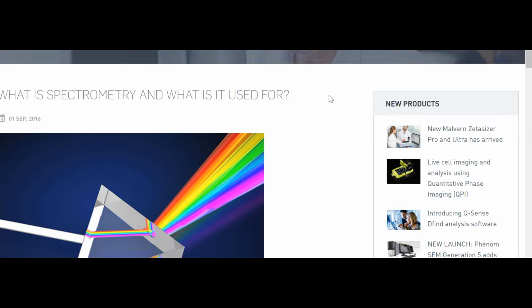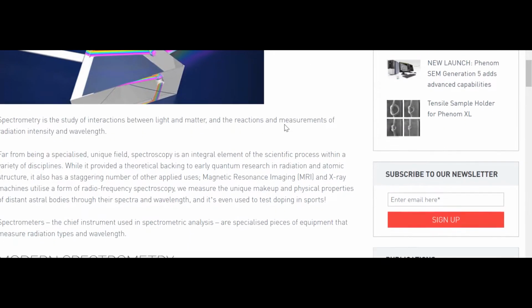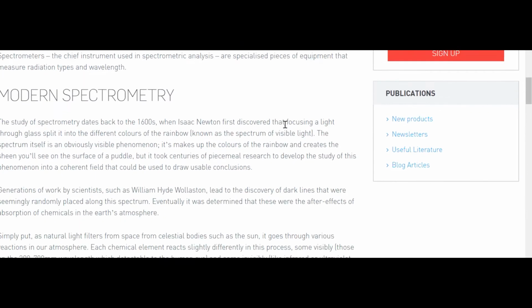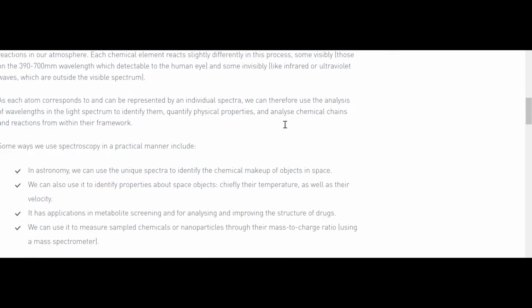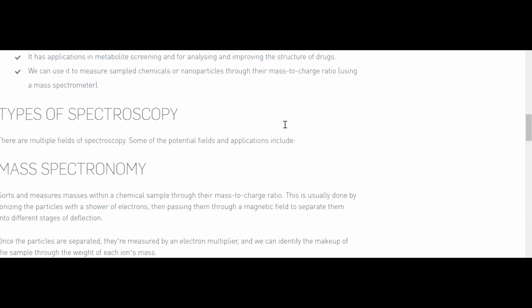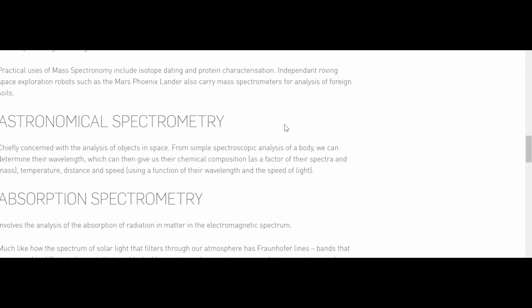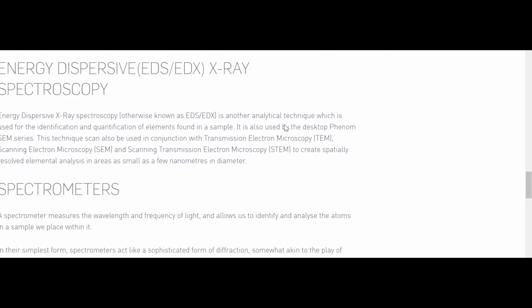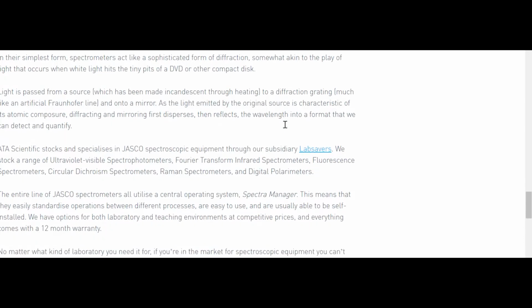Now, what is spectrometry and what is it used for? There's lots of different types of spectrometry, in very many disciplines. Google a couple of things. There's hundreds of them. There's mass spectrometry, which we'll talk about later. They use it in astronomy, biomedical research, energy, X-ray spectra. There's so much research going on.